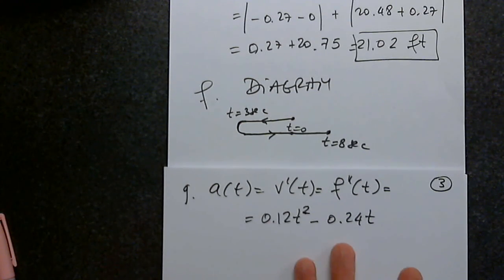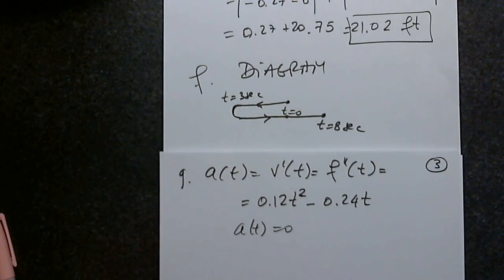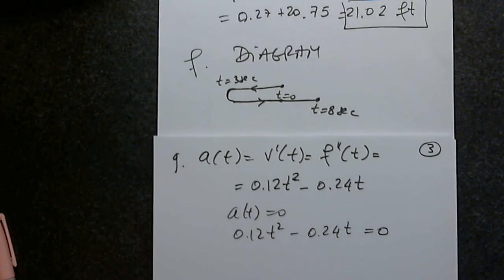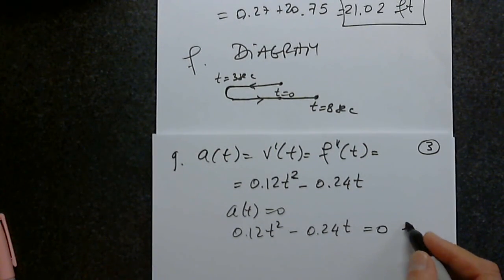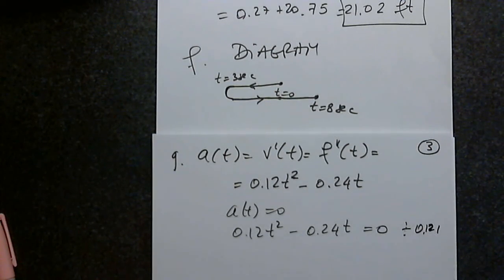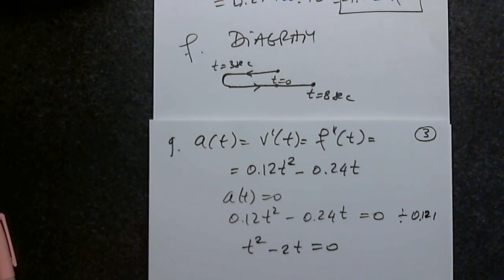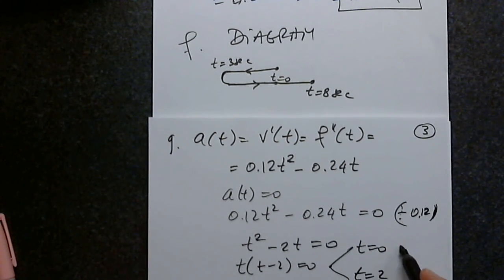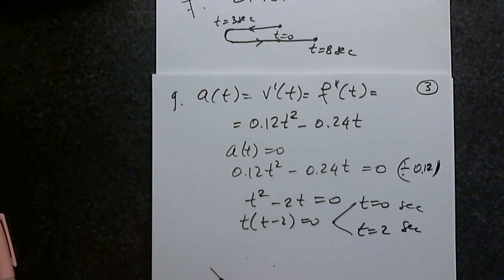So first of all, I have to solve the equation a of t equals 0, like we did with the v of t. Okay, so then 0.12 t squared minus 0.24 t equals 0. Of course, I will divide and clean it up by 0.12. So I have t squared minus 2t equals 0. So I'm dividing by 0.12 both sides. I factor out t, and then I have two options, t equals 0 and t equals 2. Of course, seconds.